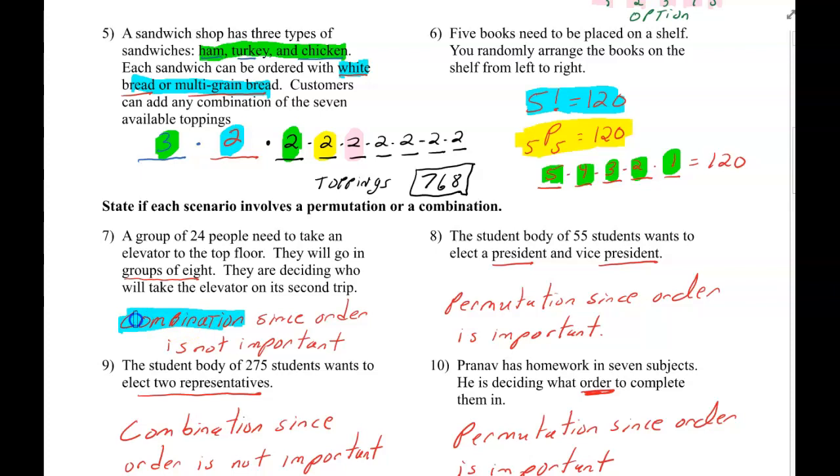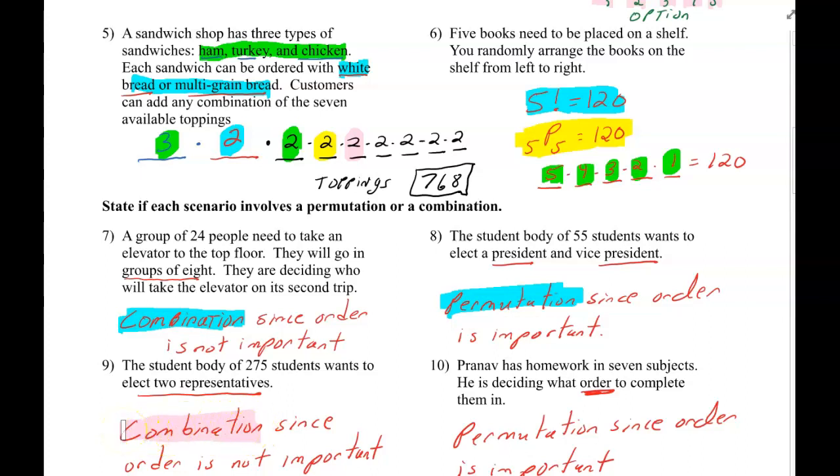For problem number 8, if I'm vice president and you are president, that is different if we switch positions, so permutation is important. For problem number 9, you're just selecting 2 representatives. Me and you are the representatives. Order is no longer important. So for number 9, it is a combination.